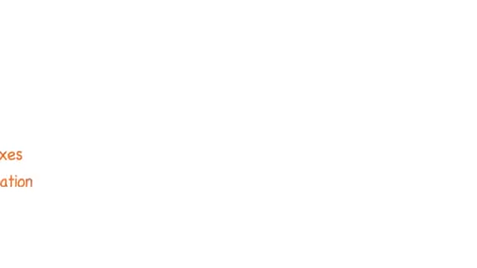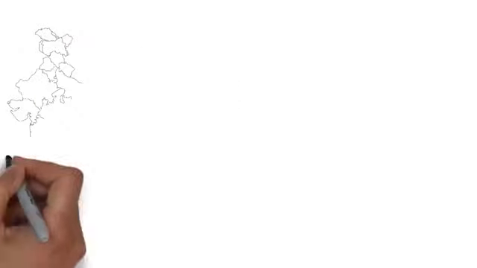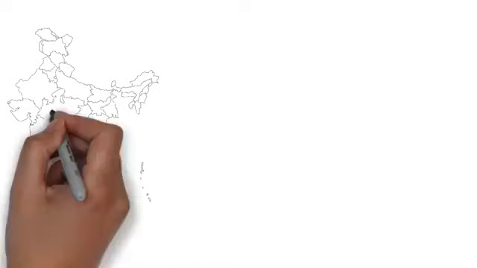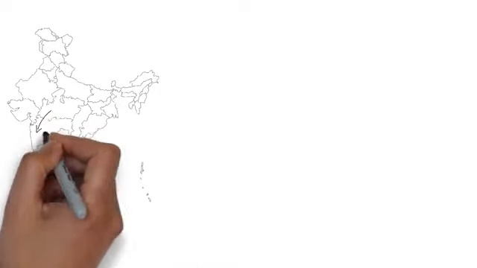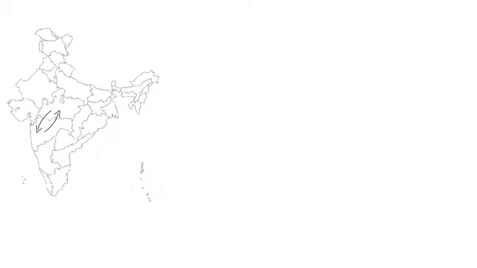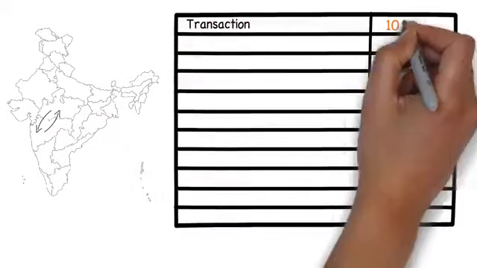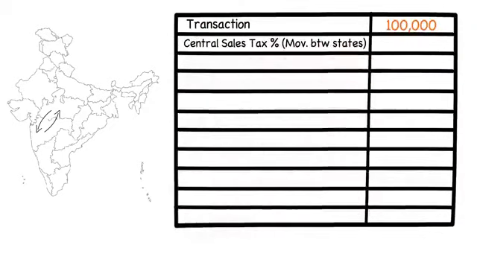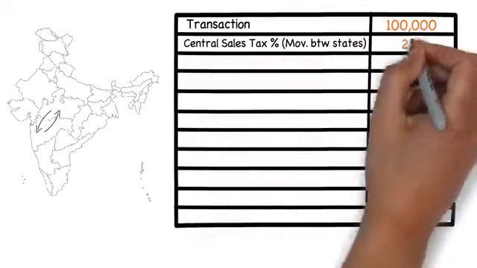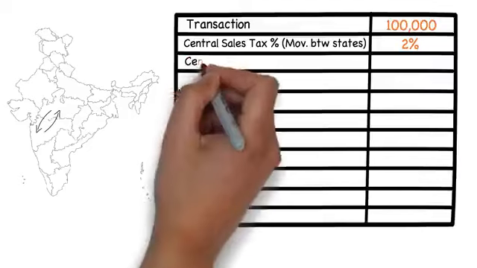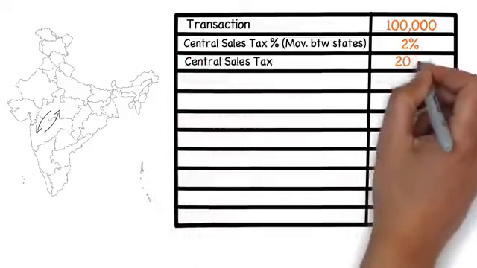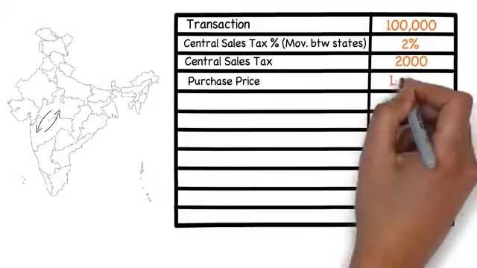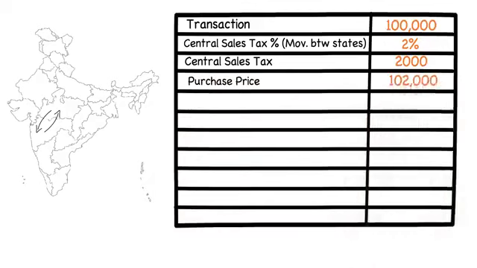For example, consider a simplistic explanation where you are a dealer in Madhya Pradesh and you are buying goods from Maharashtra to sell in Madhya Pradesh. You buy the goods for rupees 1 lakh, and since the goods are moving from one state to another, you need to pay the central sales tax of 2%. Therefore, the effective purchase price for you is 1 lakh plus 2% of 1 lakh. That is 1 lakh 2,000.